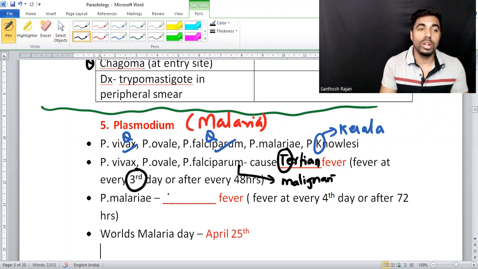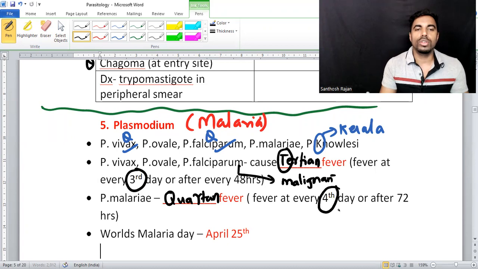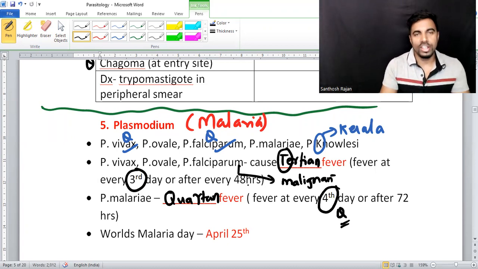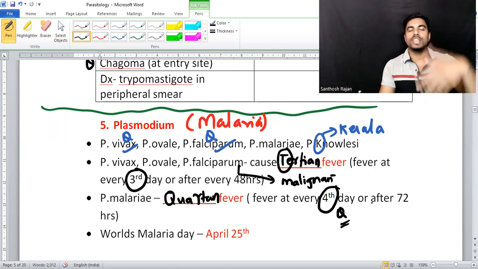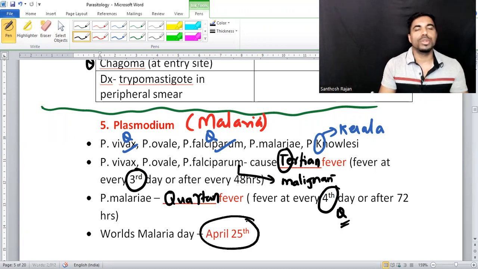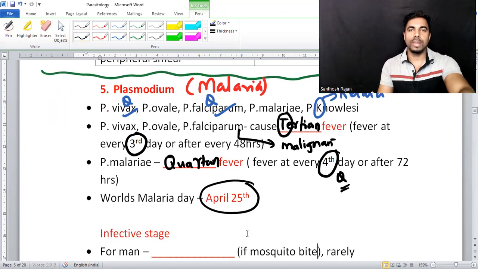And malariae causes what? Quartan fever. Quartan means fourth. So the fever is always on the fourth day, or after 72 hours. The same meaning, no? Third day is after every 48 hours. Fourth day is after 72 hours. That's the same meaning only. The world malaria day is April 25th. It's a PSM question. April 25th.